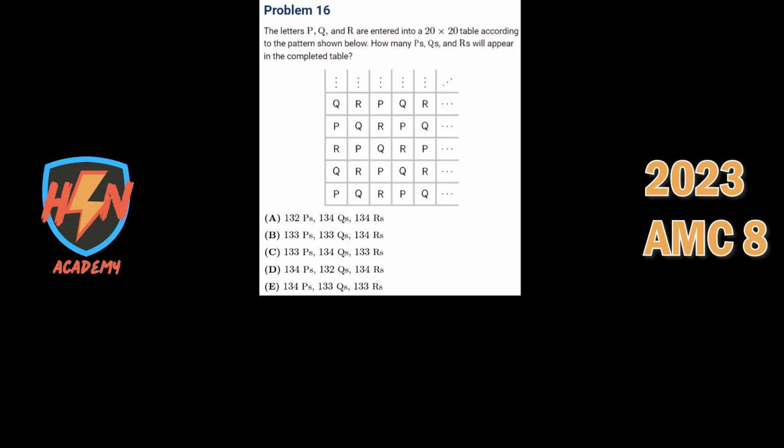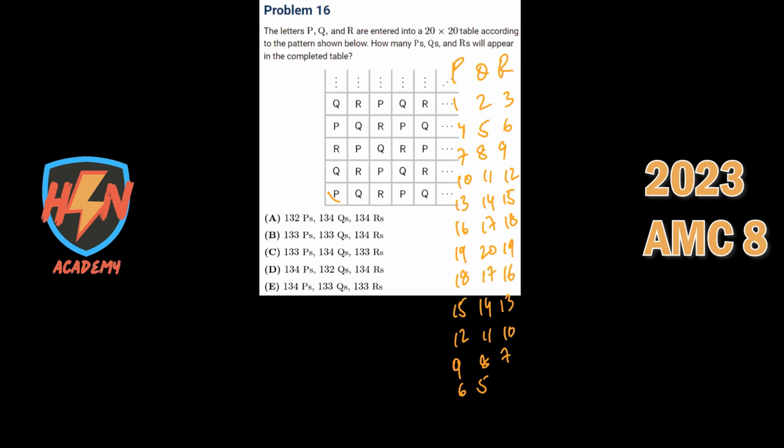In this problem, they want us to count the number of P's, Q's, and R's written on this 20 by 20 table in this pattern. Along the diagonal, we have a single kind of letter. So let me write them down, P, Q, R. So we have 1, 2, 3, 18, 19, 20. Now the longest diagonal would have 20 letters. Beyond that, we will start decreasing again. So 19, 18, 4, 3, 2, 1.